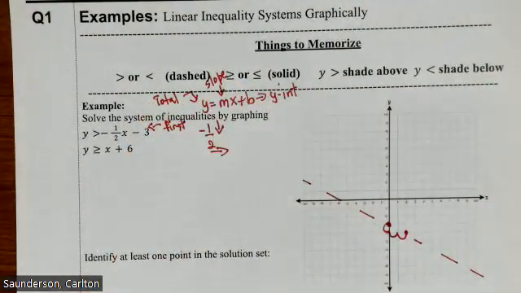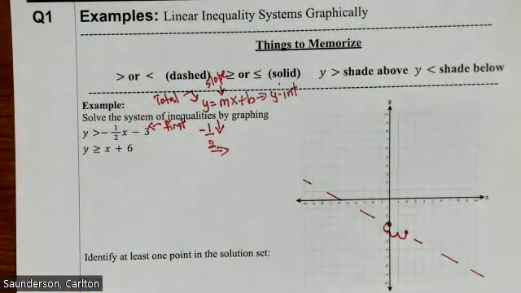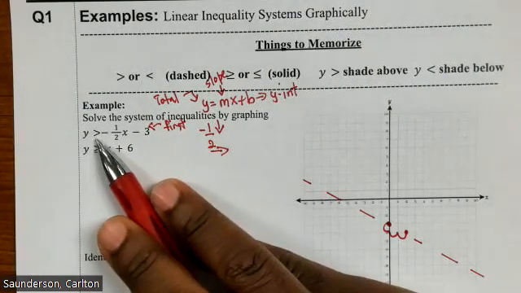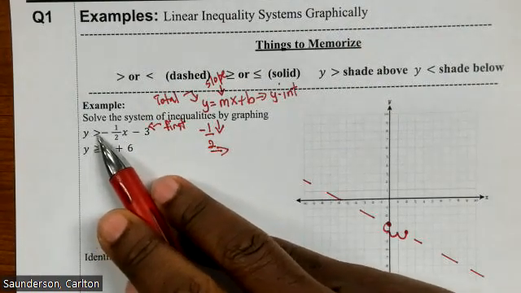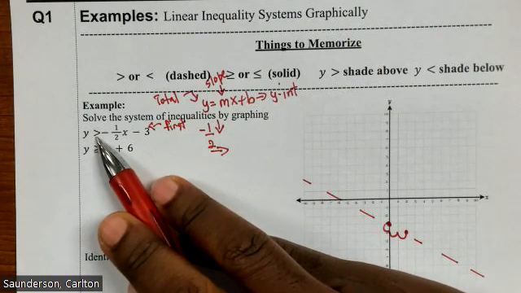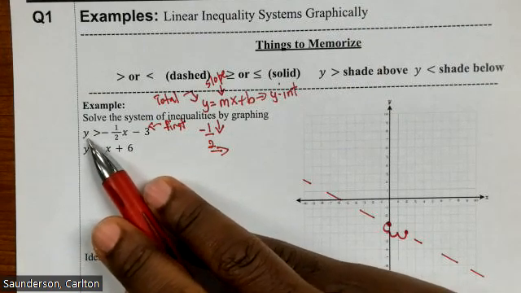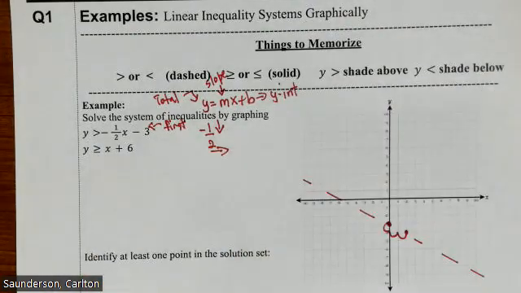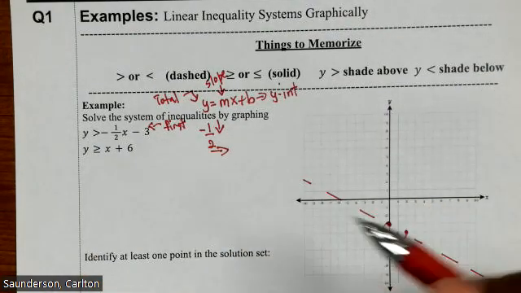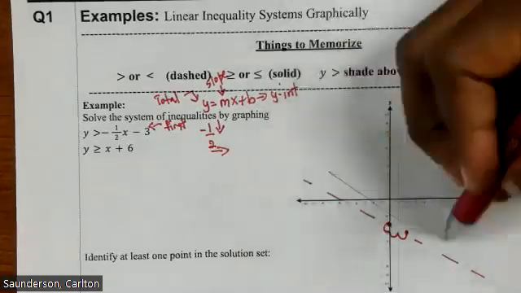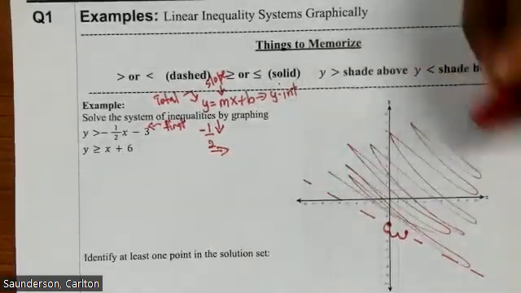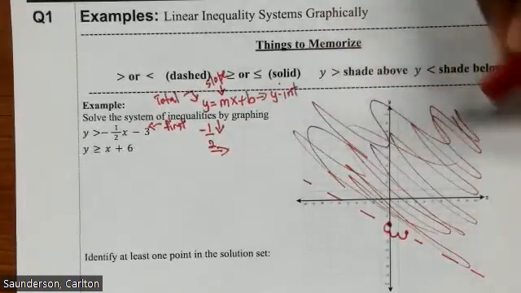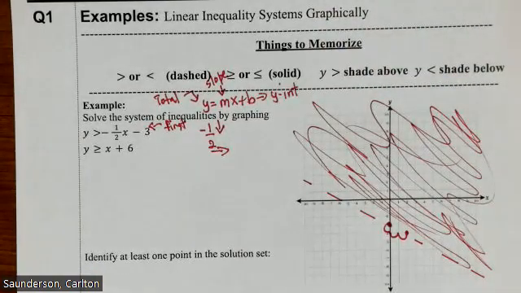Now you're going to shade. To figure out where you're going to shade, you need to look at this operator again. Because it's a greater than sign, you ask yourself, if it's saying y is greater, are you going to be above or below? If you're greater, that means you're going to lightly shade above. However, that's not our solution.